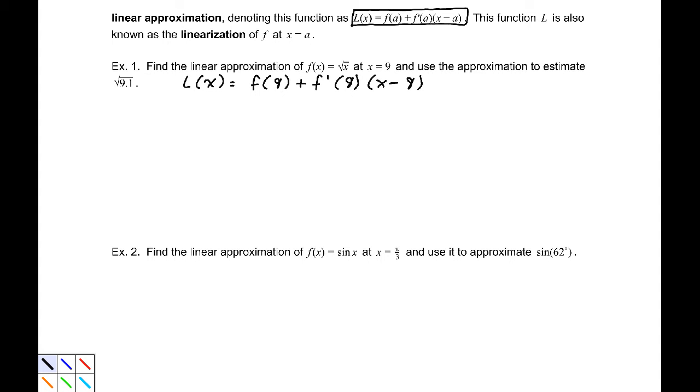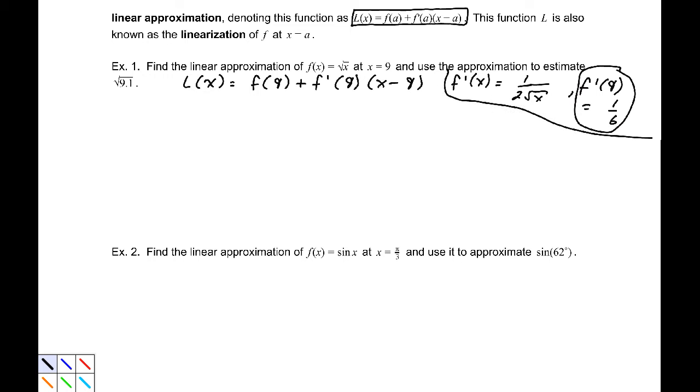Well, first off, we know that the derivative of f of x is going to be 1 over 2 root x based on our power rule, which means that f prime of 9 is going to be equal to 1 over 6 because the square root of 9 is 3. That is worth pointing out. We're going to need that. Okay, so this is all scratch work.